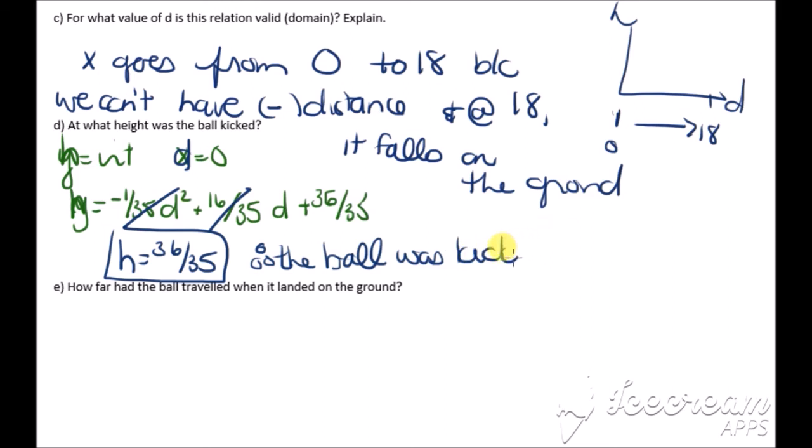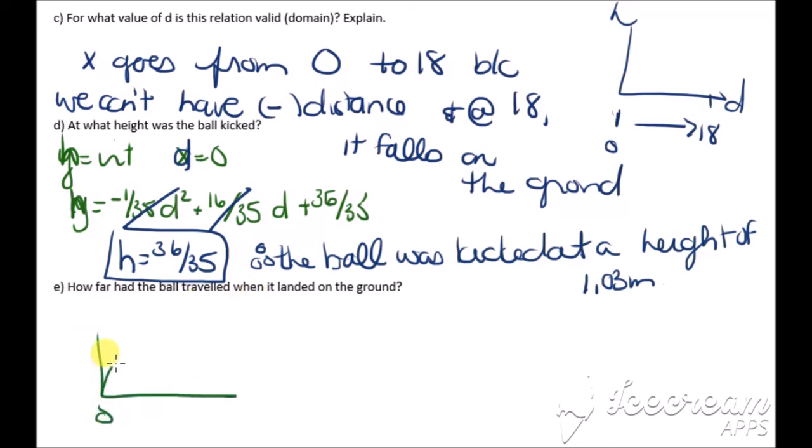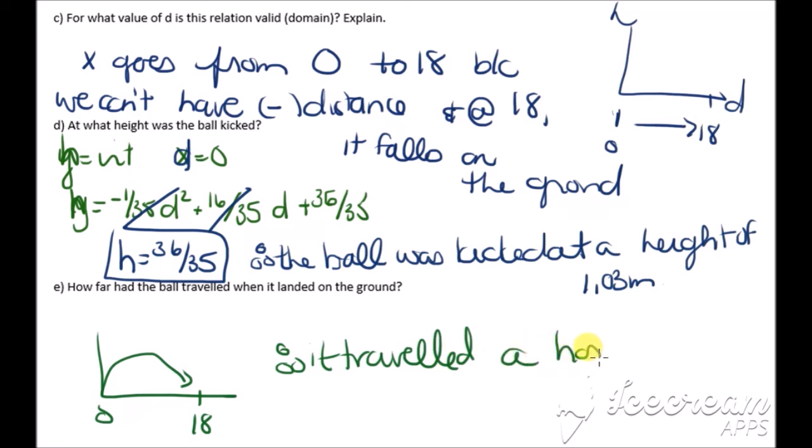Okay, so therefore the ball was kicked at a height of 36 over 35, if you put it into your calculator, it's like 1.03. Okay, and how far had the ball traveled when it landed on the ground? Again, it goes from 0 all the way to 18. So therefore, it traveled a horizontal distance of 18 meters.